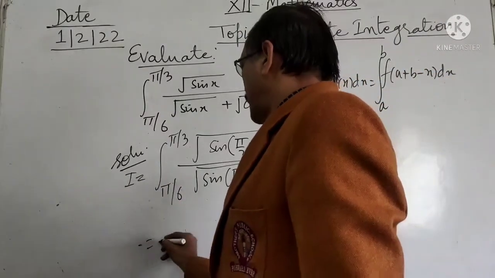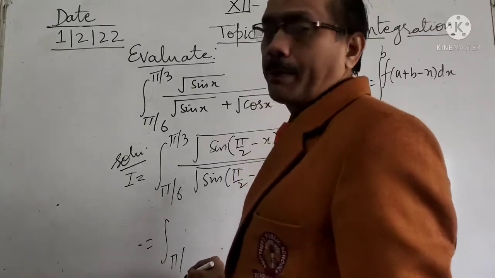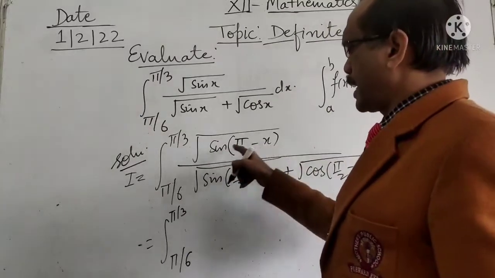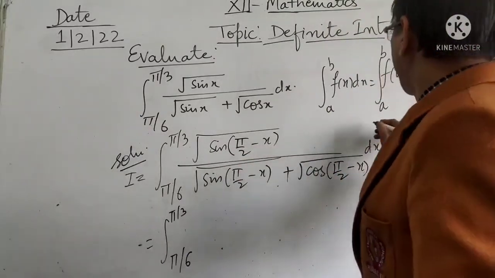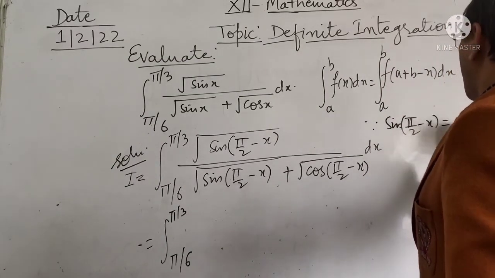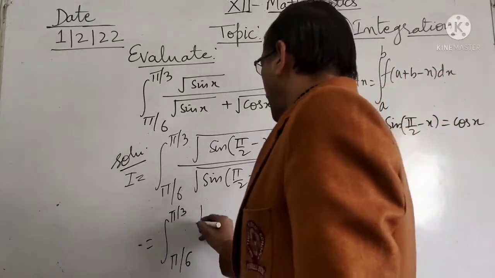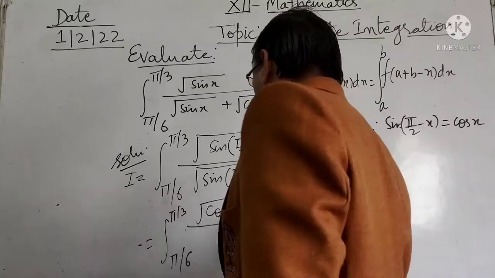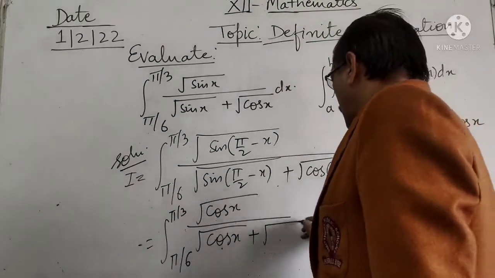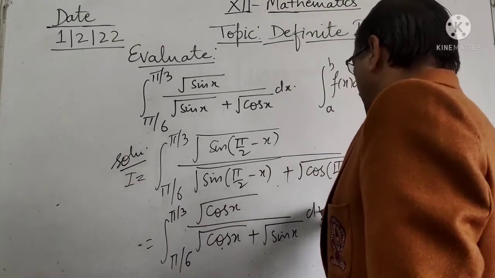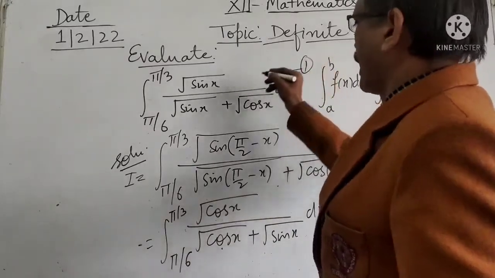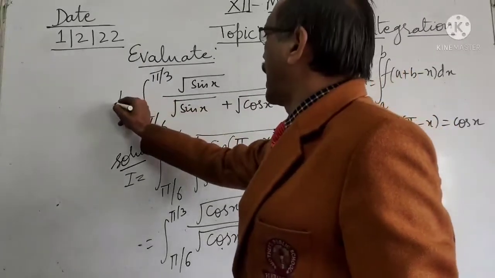Let it be I. So, the limit pi by 6 to pi by 3. Since sin 90 minus theta is cos theta, sin pi by 2 minus x is cos x. Therefore, it is cos x upon root cos x plus root sin x dx. Let this be equation 2 and the earlier one equation 1, and the integration is denoted by I.